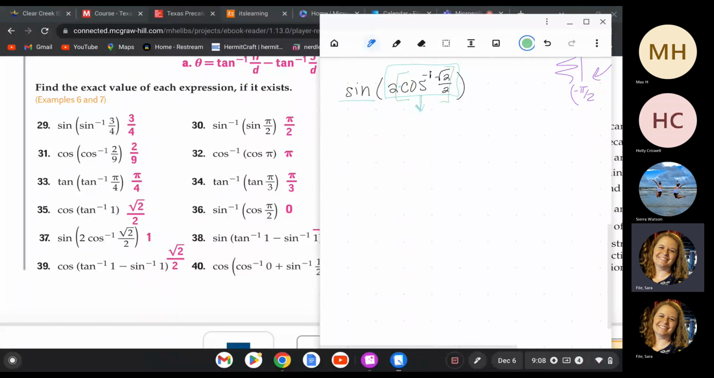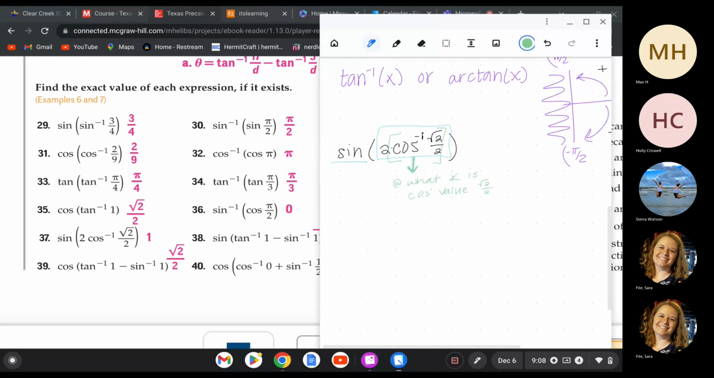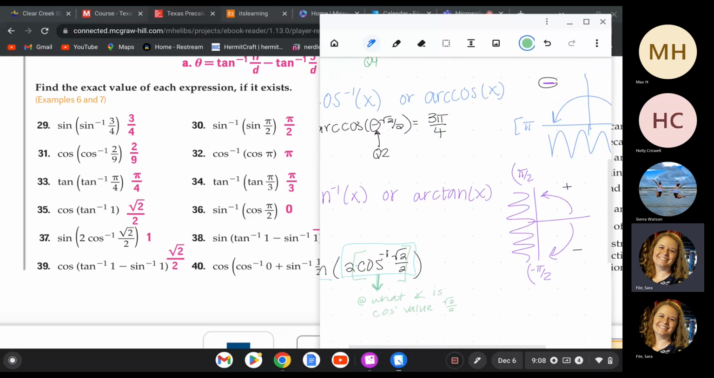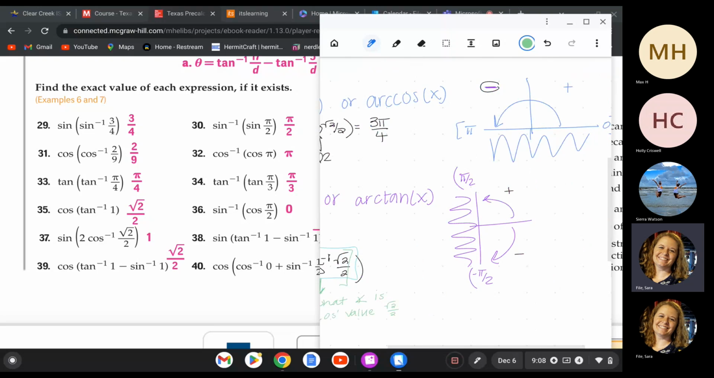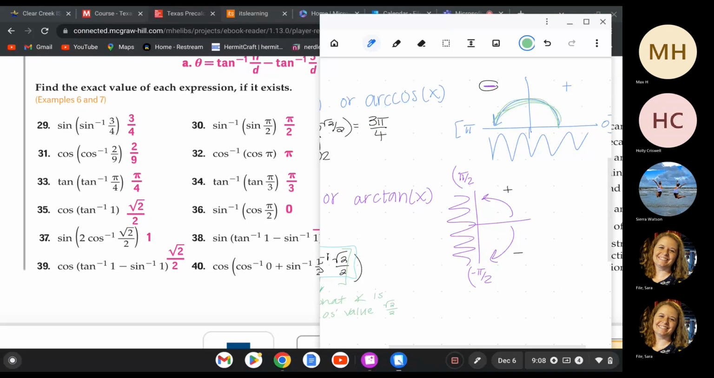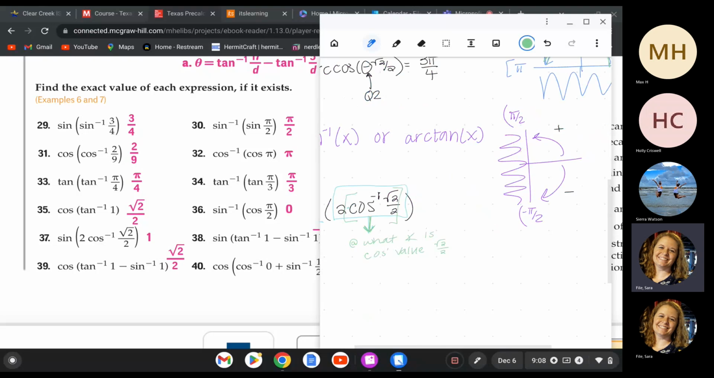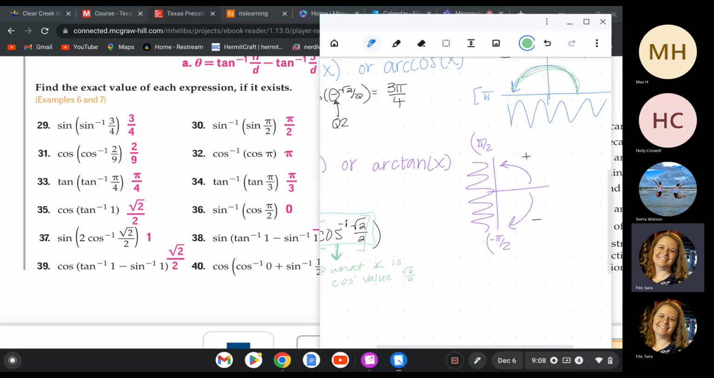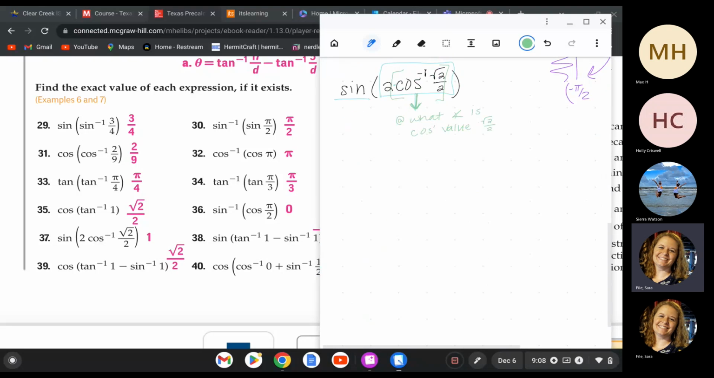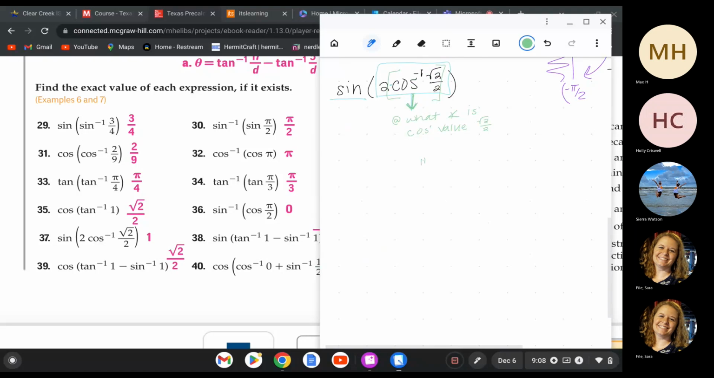Okay, so what's in the green brackets is asking at what angle is cosine's value root 2 over 2. Now, inverse cosine, I'm going to come back up here to this picture. It's got to come from quadrants 1 or 2. The fact that it is positive root 2 over 2 tells us it's quadrant 1. So in quadrant 1, where is cosine root 2 over 2? And hopefully y'all know that that's at pi fourths.